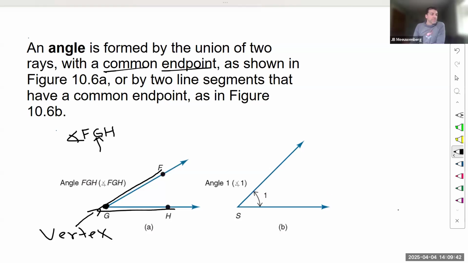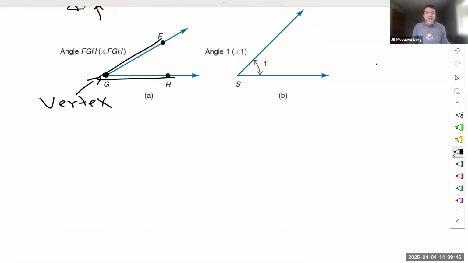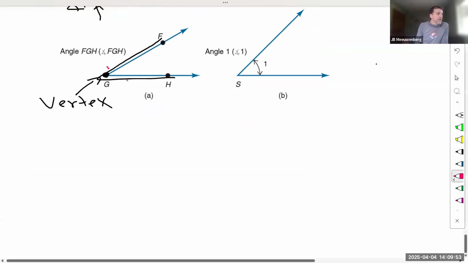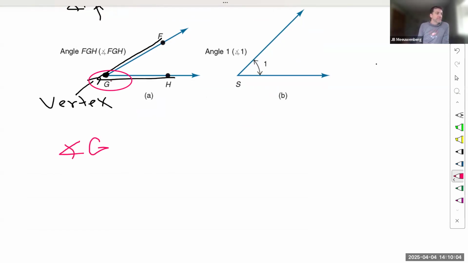Now, sometimes, depending on the situation, we may just refer to the angle as the singular letter at the vertex. So sometimes we will just call this angle G, because it's the only angle that exists at G. Sometimes we need to write all three letters. We'll see that later. And other times we can just state the single letter.